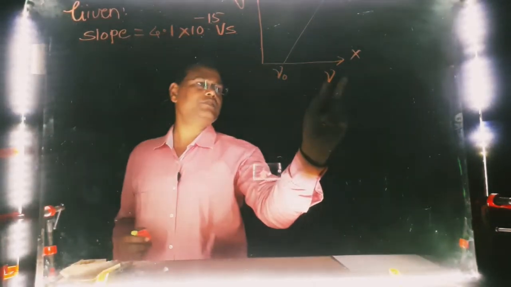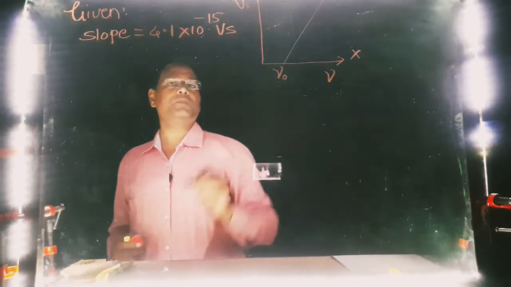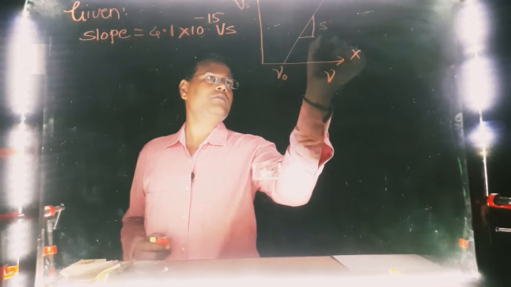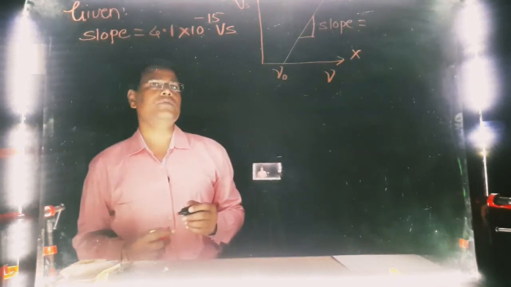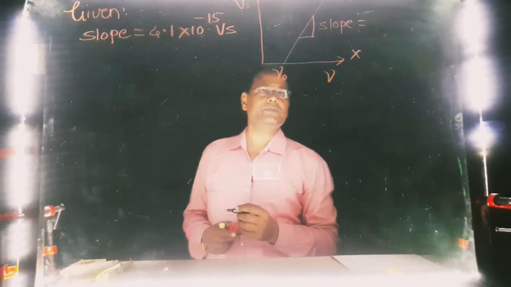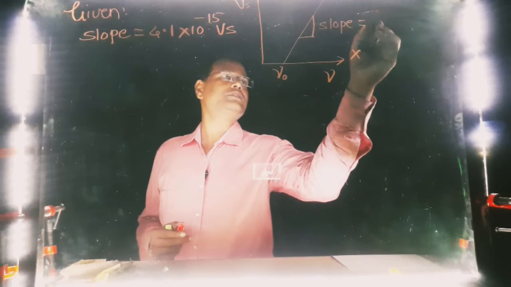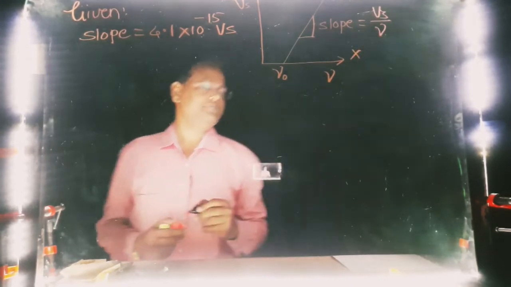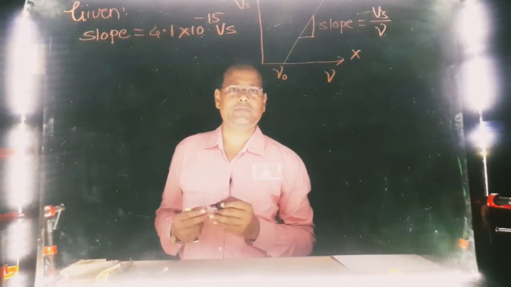Here is frequency on x-axis and potential Vs, you can say stopping potential. So slope of this graph is given. It is equal to 4.1 into 10 to power of minus 15. And it is equal to the quantity on y-axis, it is Vs divided by nu. This slope is given.